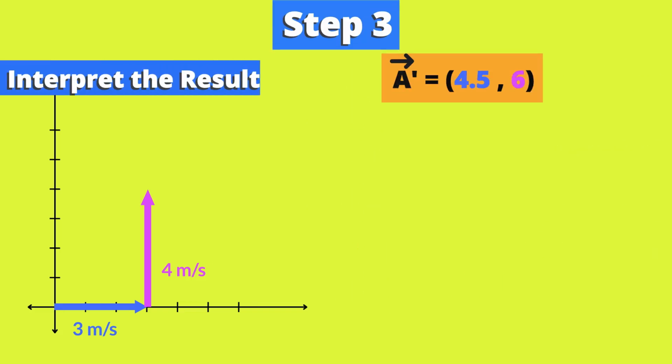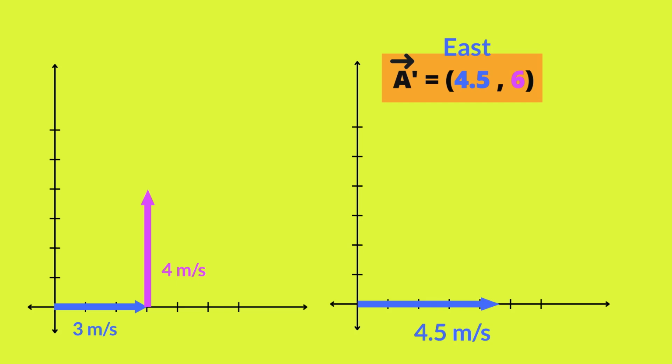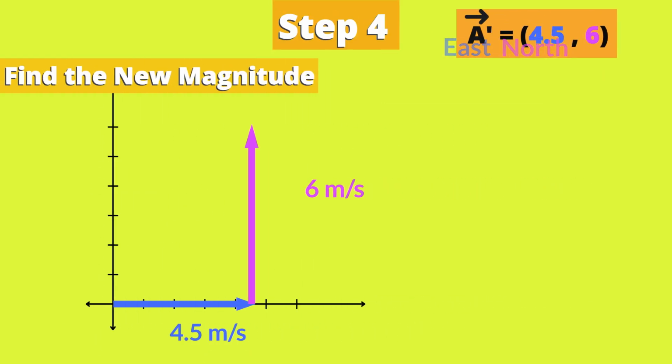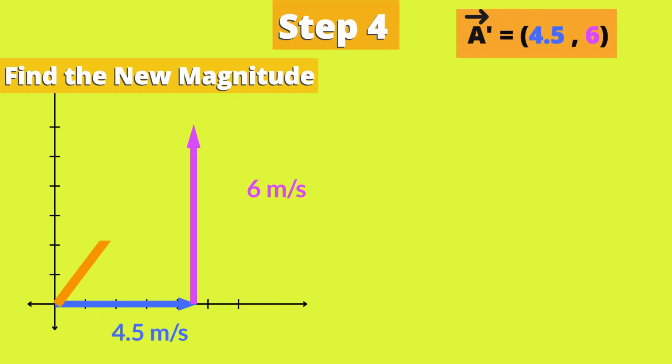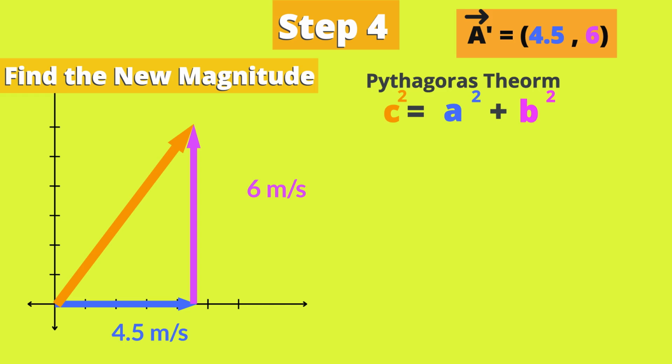Step 3. Interpret the results. The new vector r equals 4.5, 6 means the drone is now traveling 4.5 meters per second east and 6 meters per second north. Step 4. Find the new magnitude. To calculate the drone's new speed, the orange vector, we use the Pythagorean theorem. The magnitude of r equals the square root of 4.5 squared plus 6 squared.